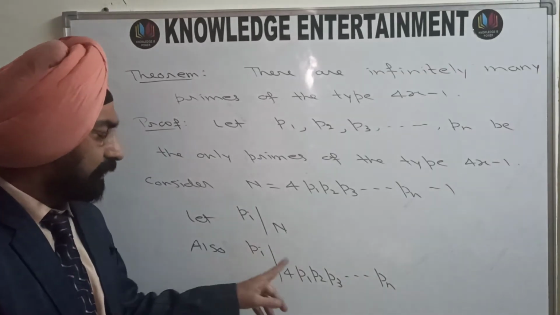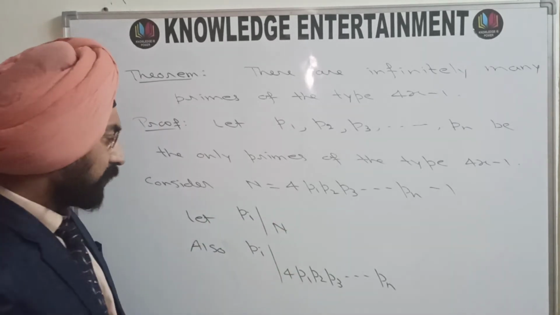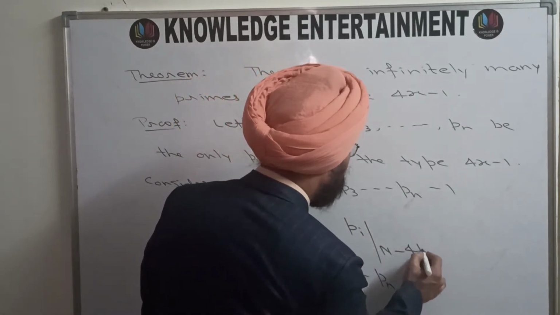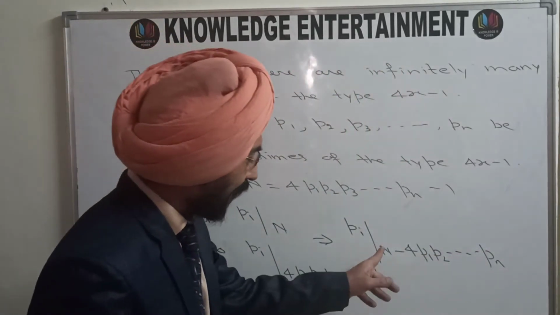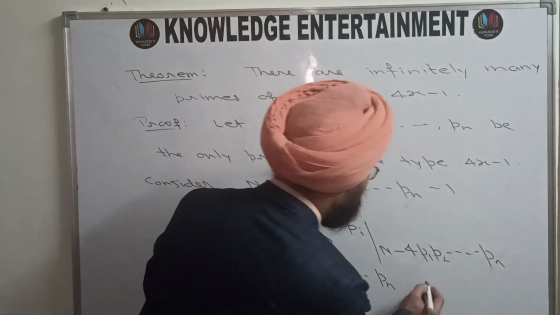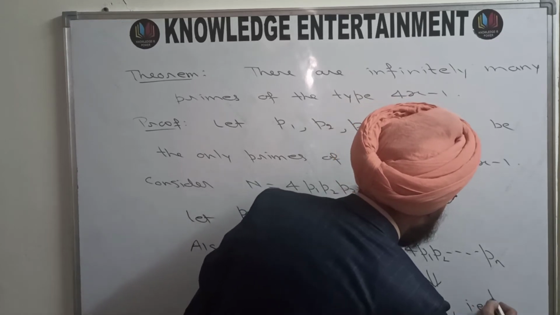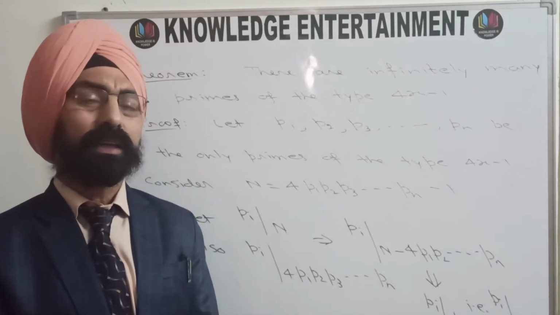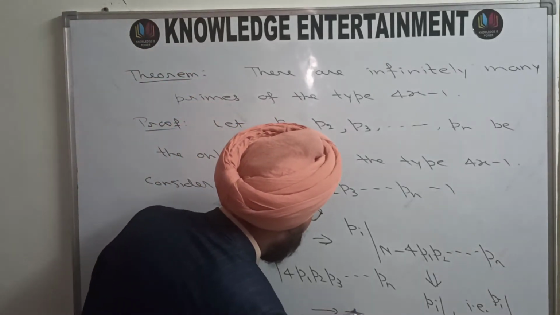So pi divides n and pi divides this number, and if a prime number divides two numbers, then it must divide their difference. So this means pi divides n minus 4 times p1, p2 up to pn. But n minus this number is equal to minus 1. So that means pi divides minus 1, or you can say pi divides 1, which is not possible because pi is a prime number. A prime number cannot be a divisor of 1. So we are at the point of contradiction.